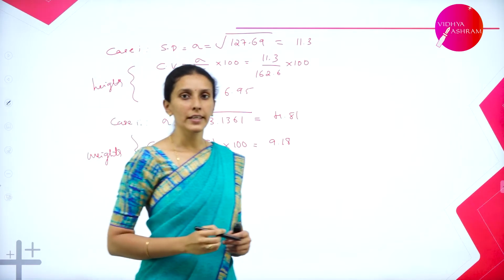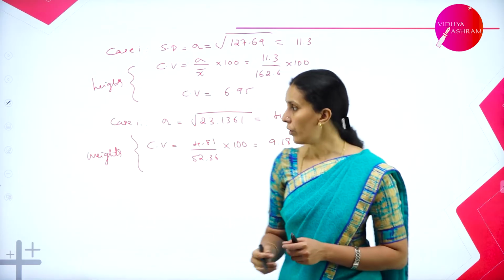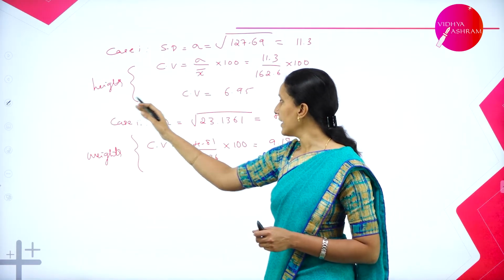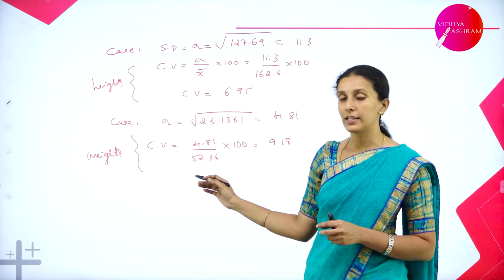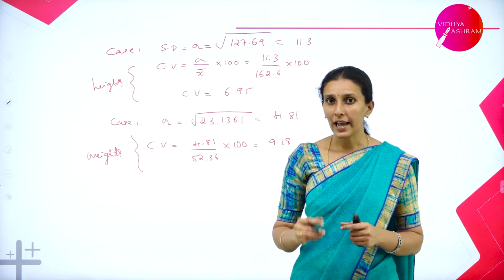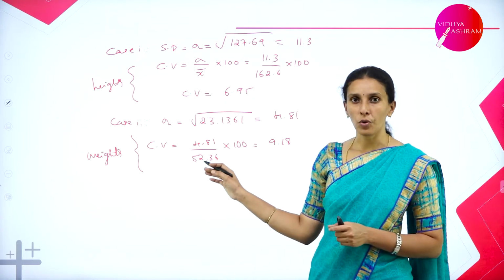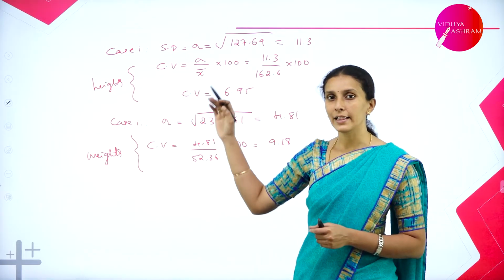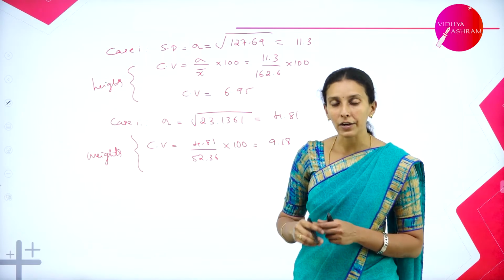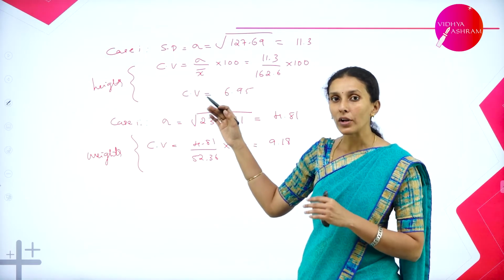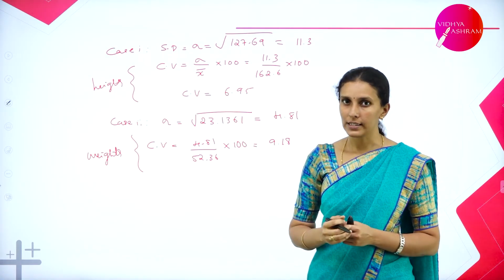By observing these two data sets, what can we conclude? Here the CV of heights is lesser than the CV of weights. Therefore we can conclude that weight shows more variability than height, or we can conclude that height is more consistent than weight.